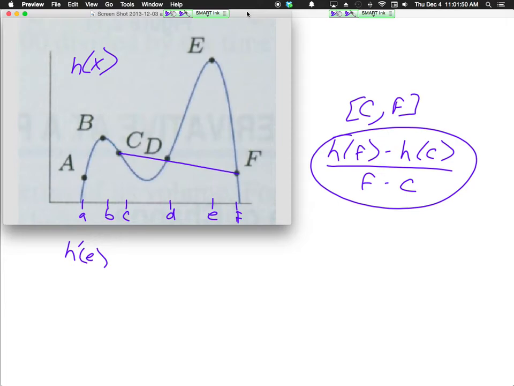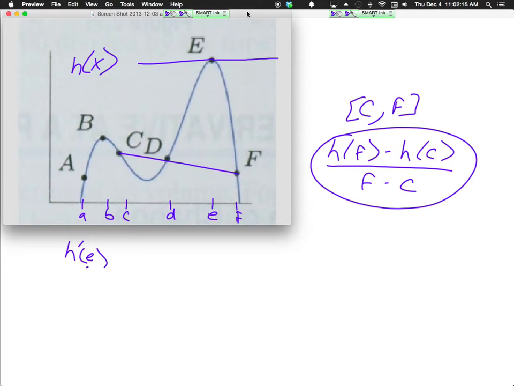Now, what would this H prime of B represent? The rate of change, the slope of the tangent line. So what does it look like the slope of the tangent line right there should be? Zero, horizontal. Okay? So my AROC has this slope, my IROC at this point would have that slope. So that's the difference between AROC and IROC.